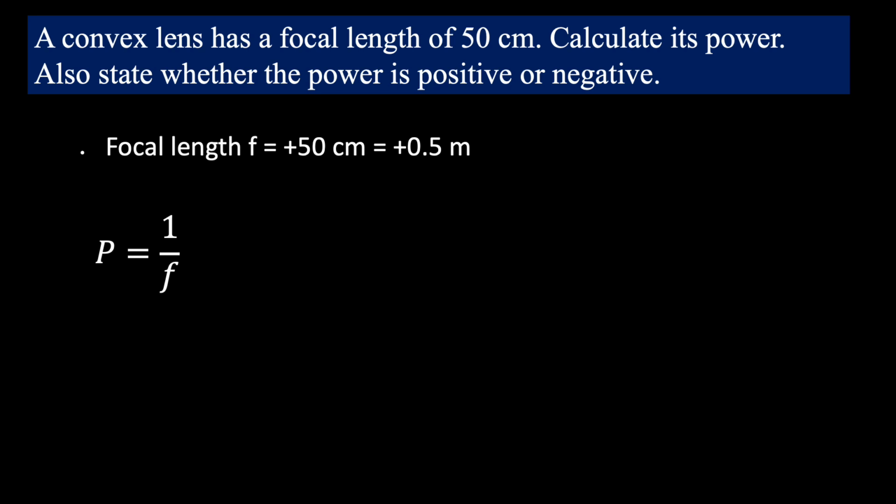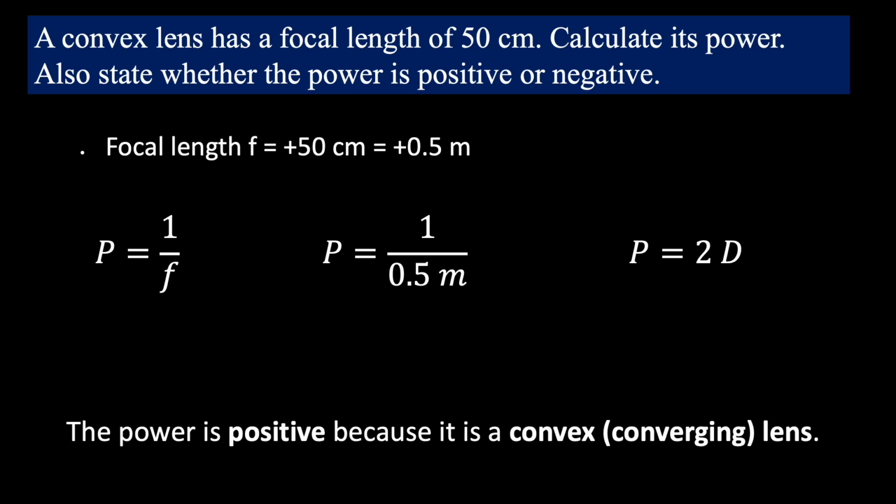Power is equal to 1 divided by focal length. It's a convex lens, yes. So P is equal to 1 divided by 0.5 meters, which is 2. So power is equal to 2 diopters. The power is positive because it is a convex lens.